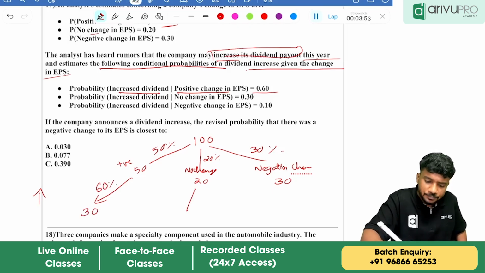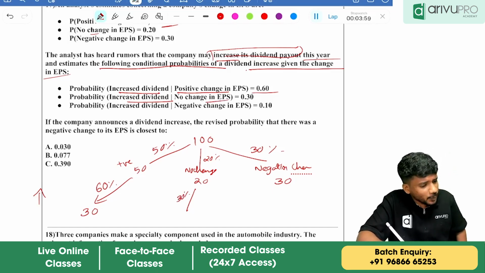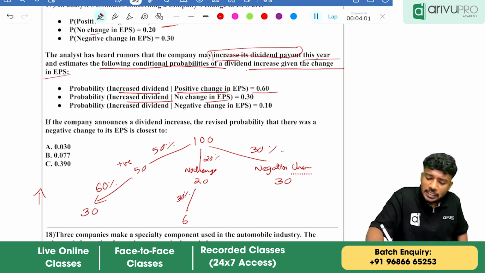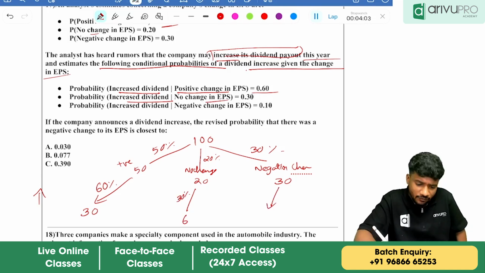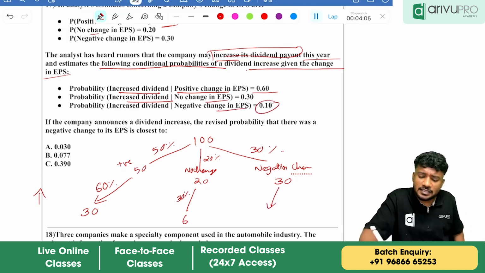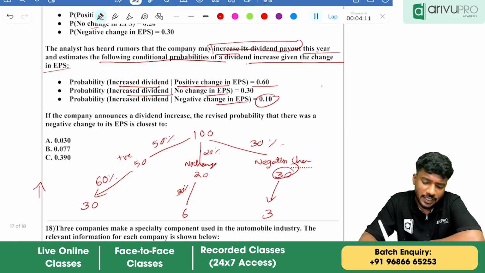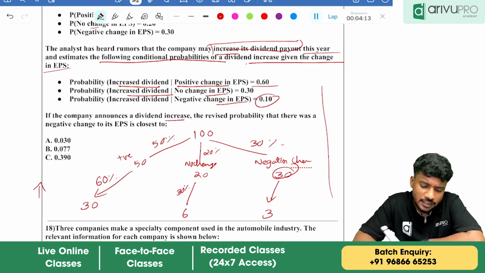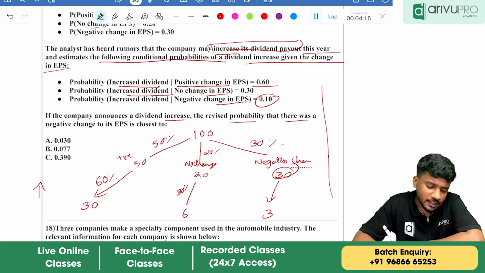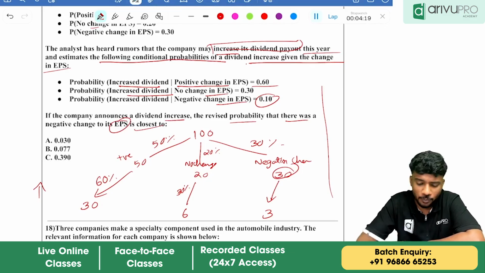Okay. Then increased dividend with no change in EPS, that is 30%. 30% of 20 is how much? 6. Then increased dividend with negative change, that is 10% of 30, which is equal to 3. Okay. Now the question is, if the company announced a dividend increase, the revised probability that there was a negative change in EPS is closest to how much?